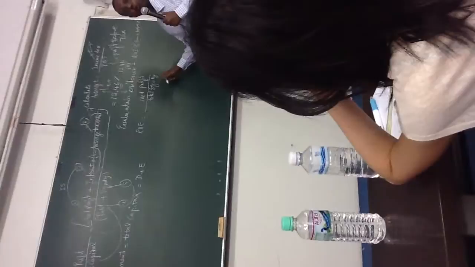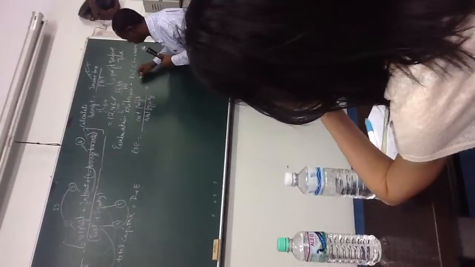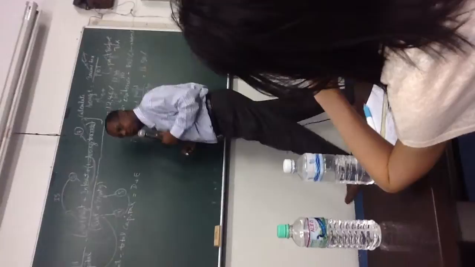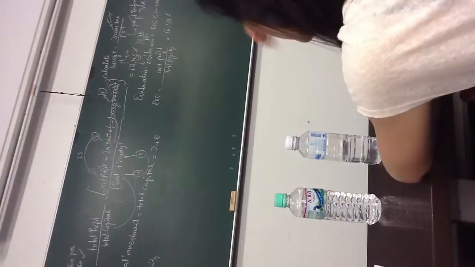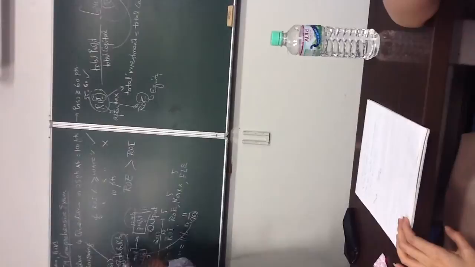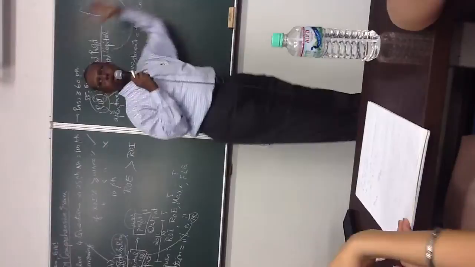We use book values. So normally, if this is 12.46, it will be higher. Suppose 16.5%, it will be higher. ROE will normally be greater than ROI for a profitable company. ROE would be greater than ROI, because you remove a big number from the denominator, that will increase the ratio.